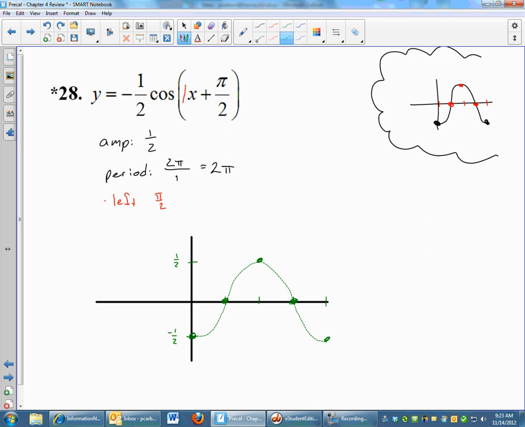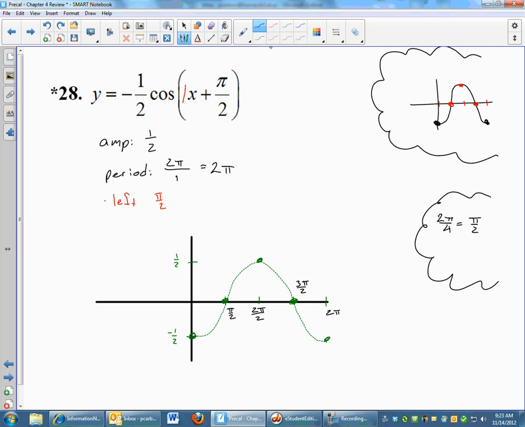I am going to go ahead and label my x-axis because it's going to help me out with my shifting. My period is 2 pi, so I'm going to finish right there. And then to figure out how much each interval goes up by, I'll do 2 pi divided by 4, which reduces to pi over 2. So this is going to be 1 pi over 2. This is going to be 2 pi over 2, which is just pi. This is 3 pi over 2. And this is 4 pi over 2, which is 2 pi.